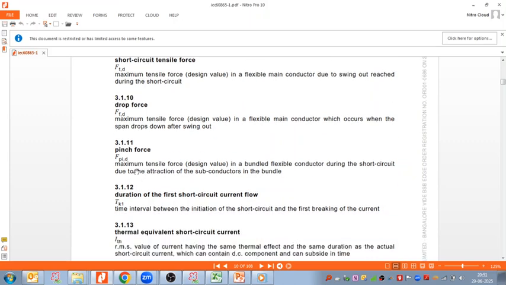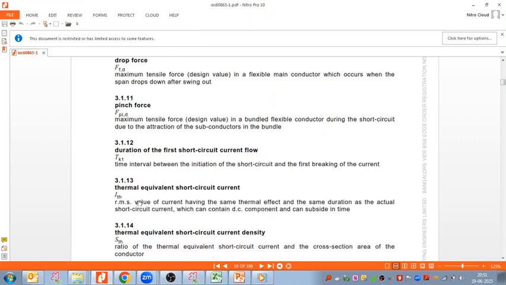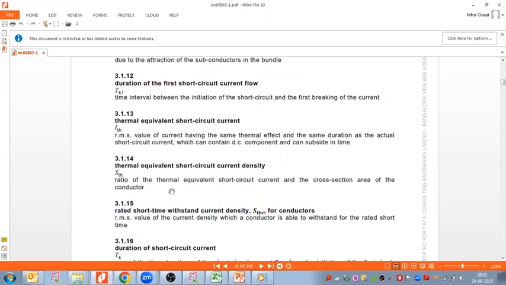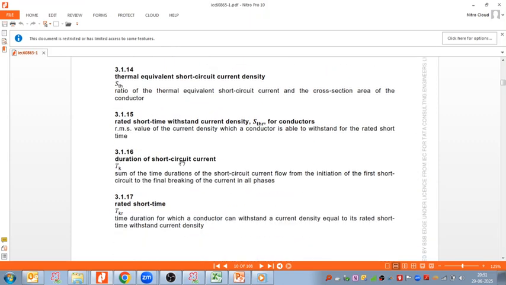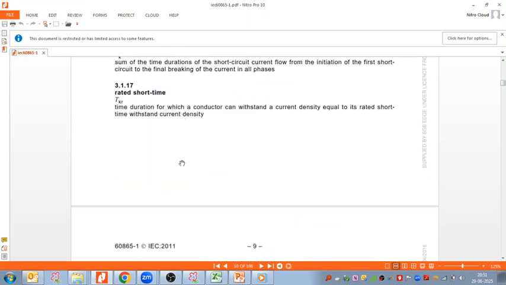Then pinch force. Pinch force is the maximum tensile force in the bundle flexible conductor during the short circuit, so this is applicable only in the bundle conductor. It is due to the attraction of the subconductors, and the force that comes due to that attraction we refer to as the pinch force. Then duration of first short circuit current flow, FTK1. They have given many definitions, and I request all of you to please go through them for more depth of understanding.